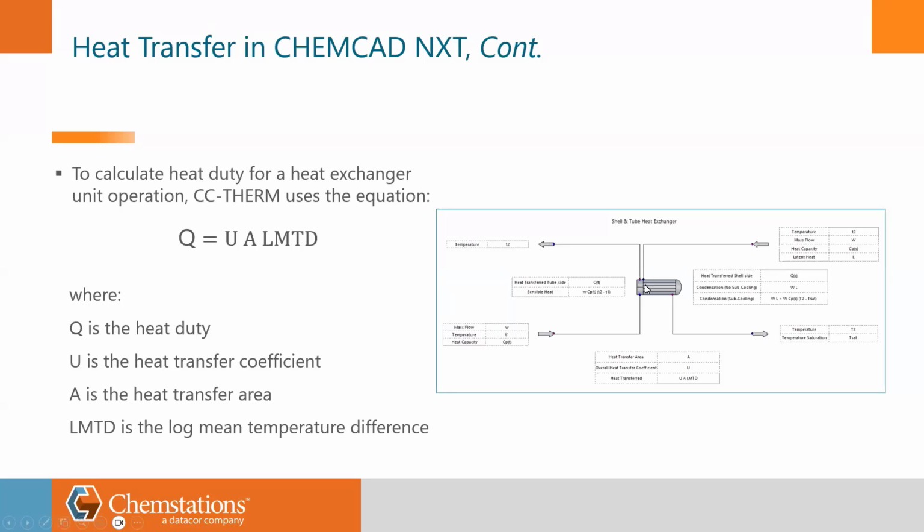So how many tubes we have. So it's the geometry of this heat exchanger. And U is the heat transfer coefficient. How did we calculate that? How do we get that number?